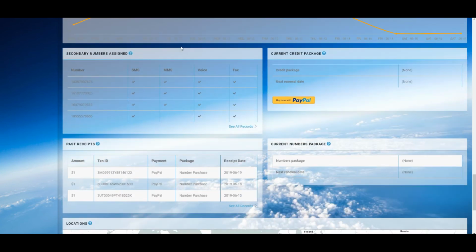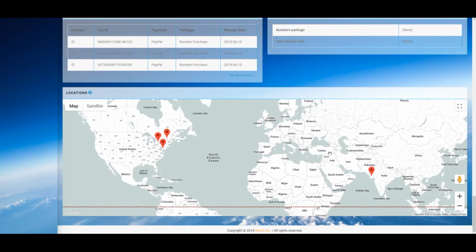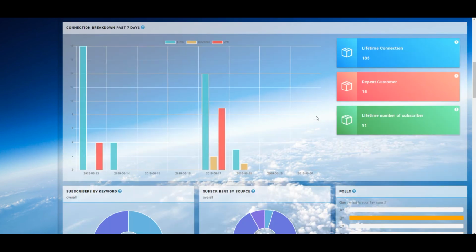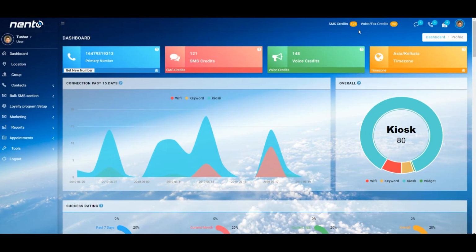At the bottom, you will see all the secondary numbers currently being used, along with their permission, your past receipts, current credit package, and current packages. A map of your current locations is also displayed at the top, along with the number of faxes, SMS, and voice messages currently received.